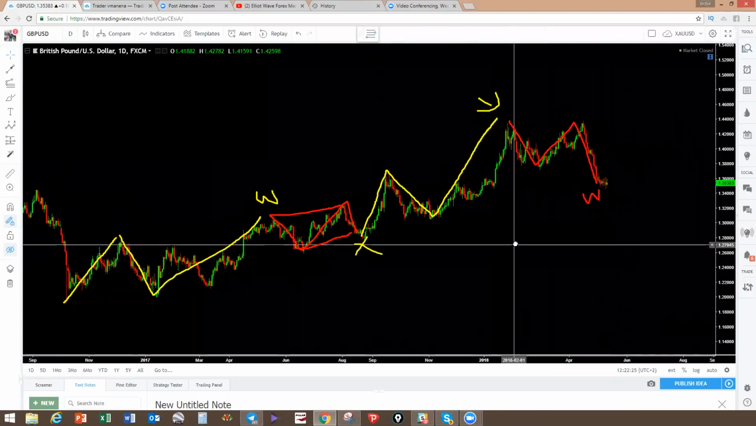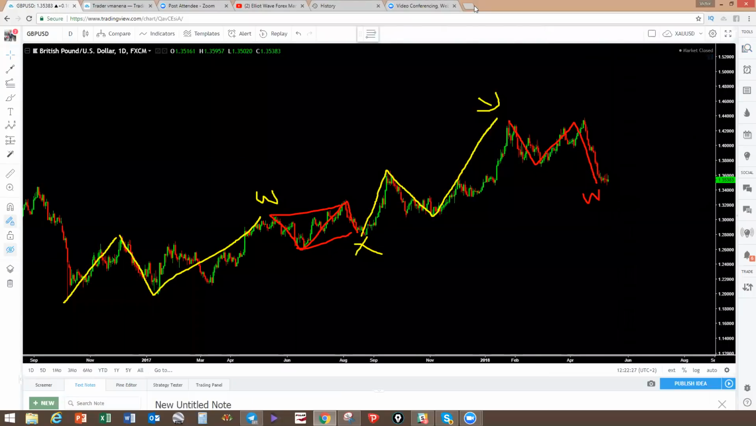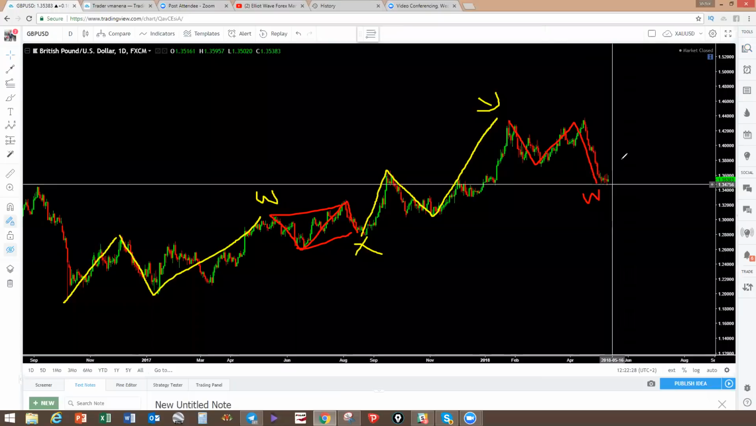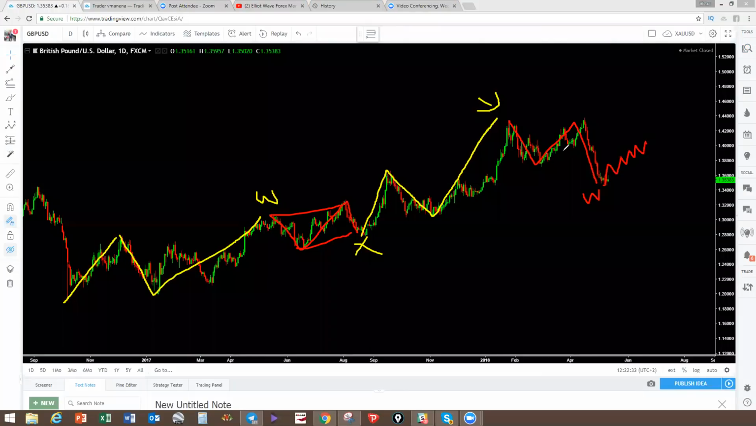We're gonna need to have a correction, give you something like that, and you need this is 1, 2, 3, XY. Okay, actually the degree is wrong there because this should actually be yellow. This is how you will get progression to the downside.